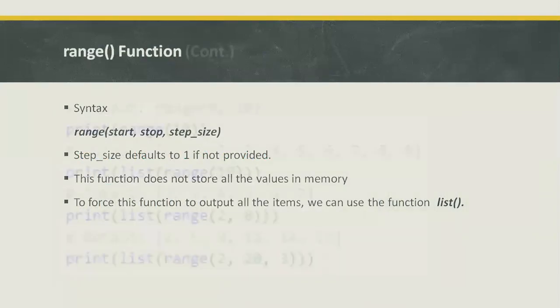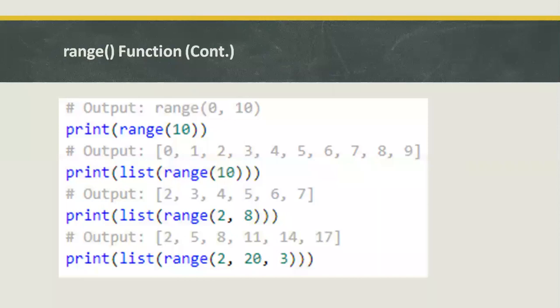In a for loop we can also specify a range. For example, in this example we saw that with range the output is 0 to 10. But if you want to print this range with the help of a list, you will get all the values from 0 to 9. The third one is the step function. Here we have seen the step is 3, so 2, 5, 8, 11, 14, 17. In a step of 3, you will get the output.